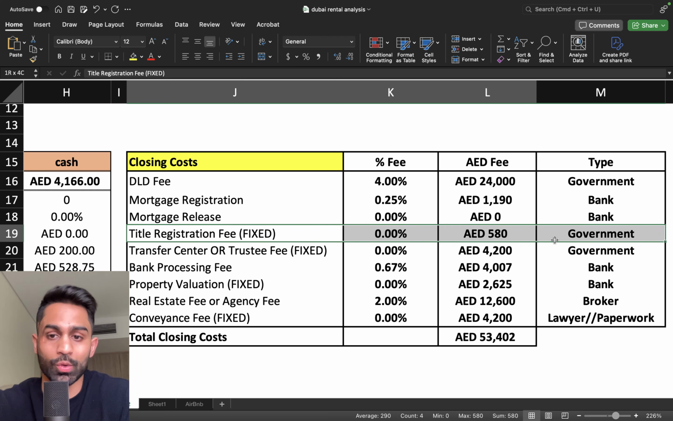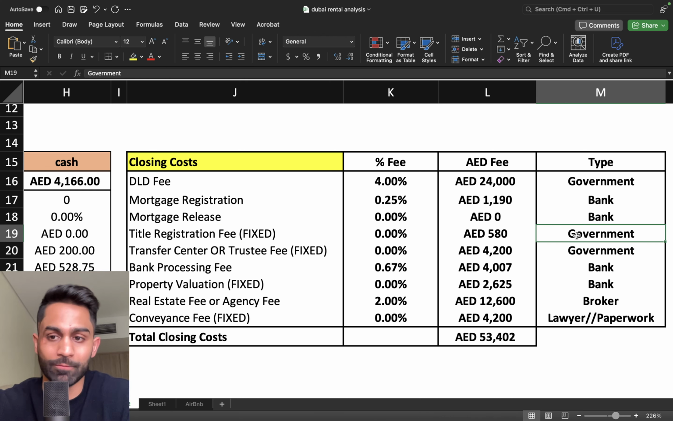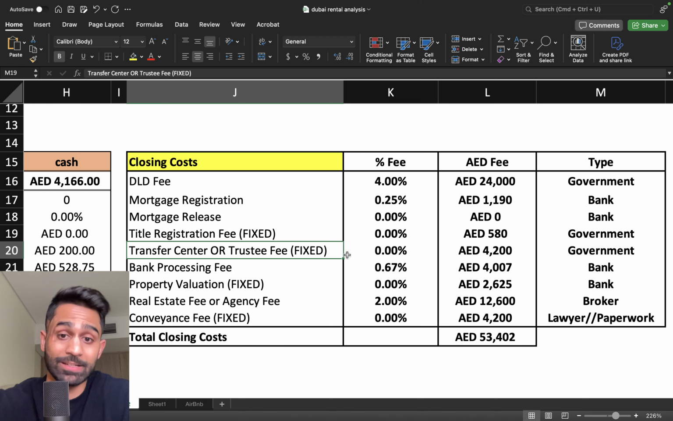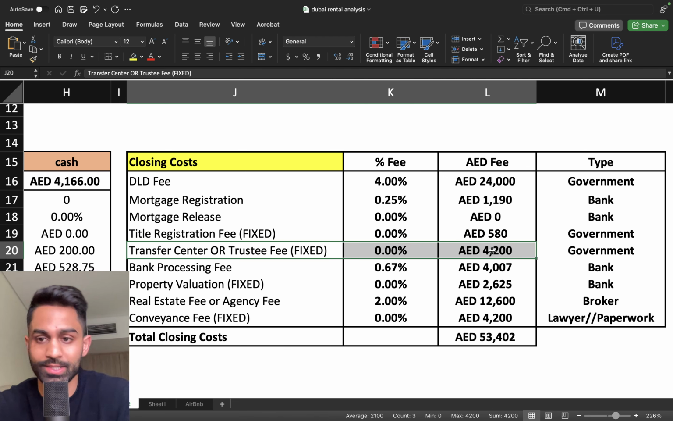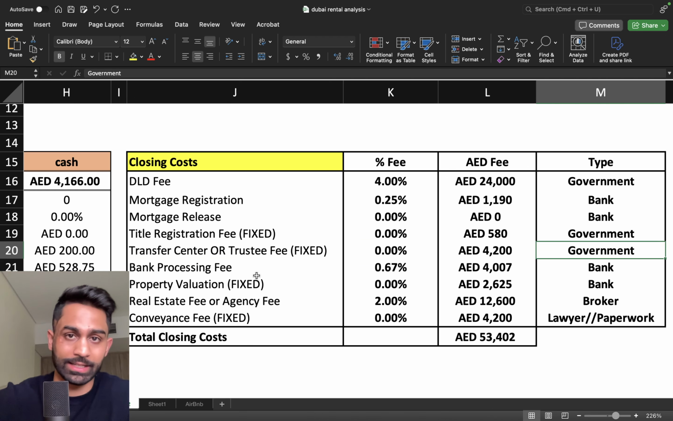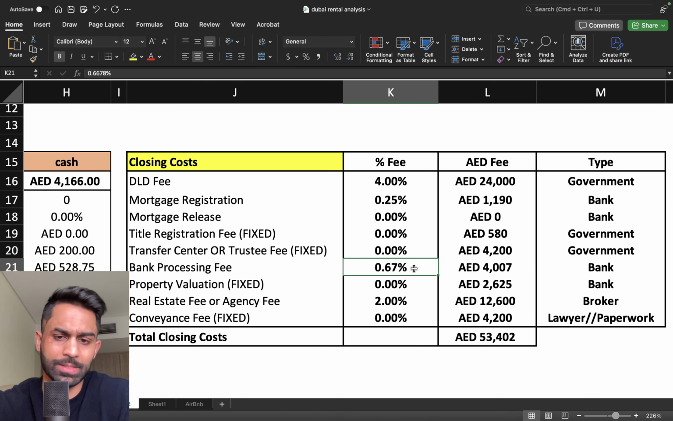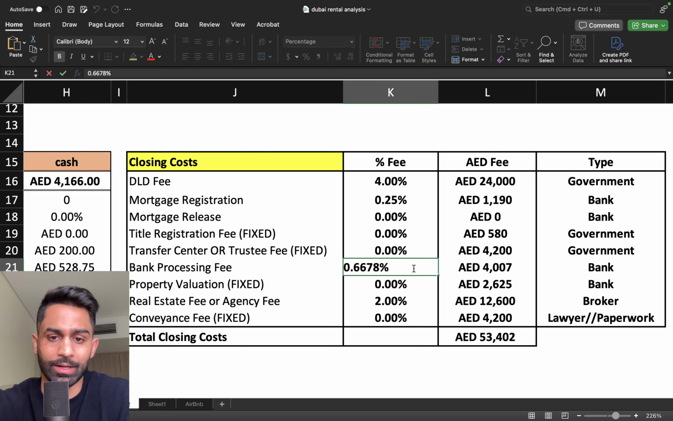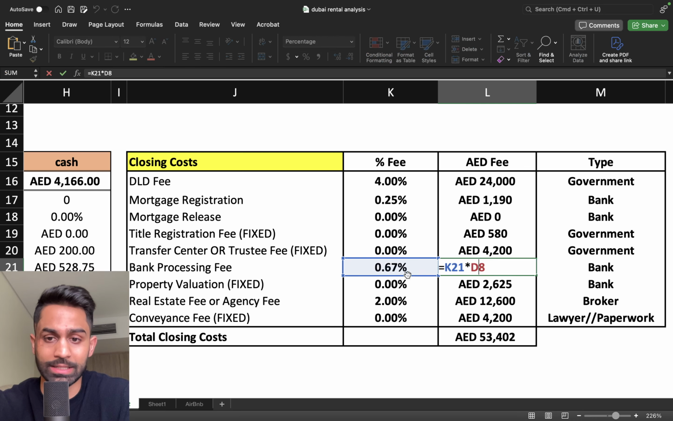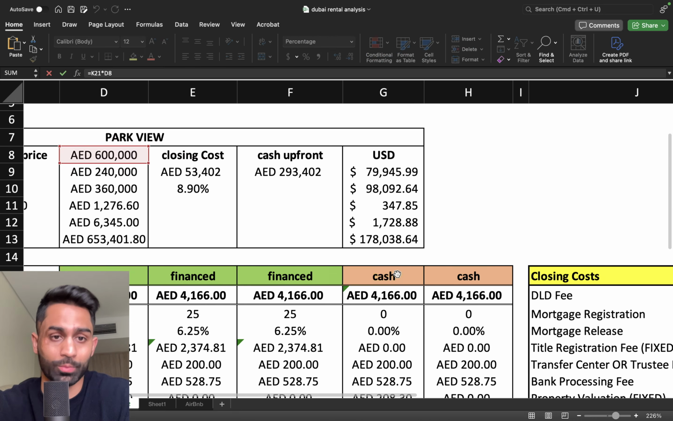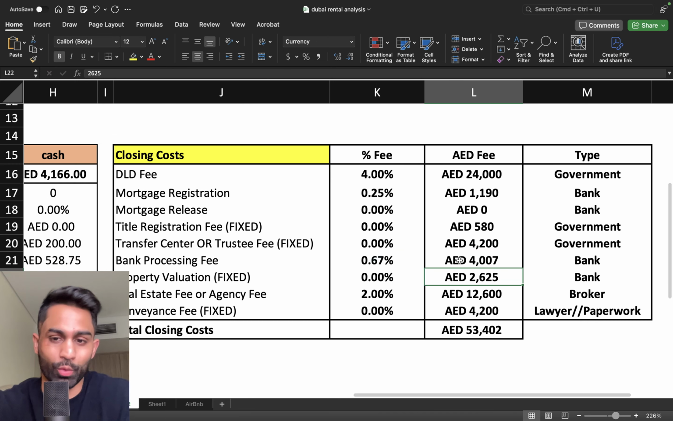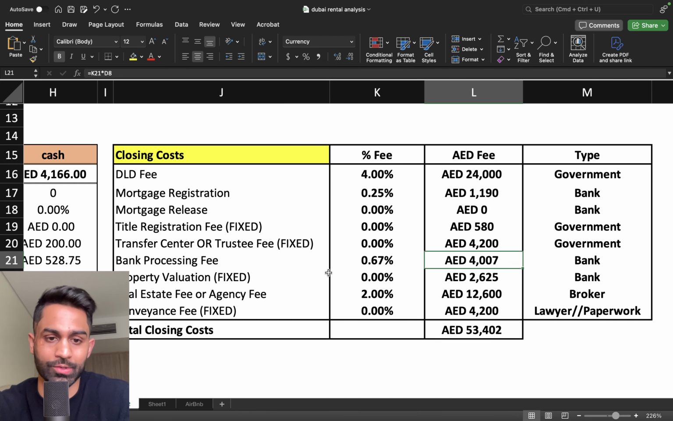Title registration, so again, that's a flat fee of 580 dirhams, government fee. Transfer center or trustee fee, that's going to be 4,200, also fixed. It's a government fee. Basically, it's a transfer of the title and then the registration of the title. Bank processing fee over 4,000. I think it's a percentage of the entire purchase price. So I believe that is based off of the actual purchase price, yes. And that's going to be around 4,000, depending on this example here, a 600,000 property.